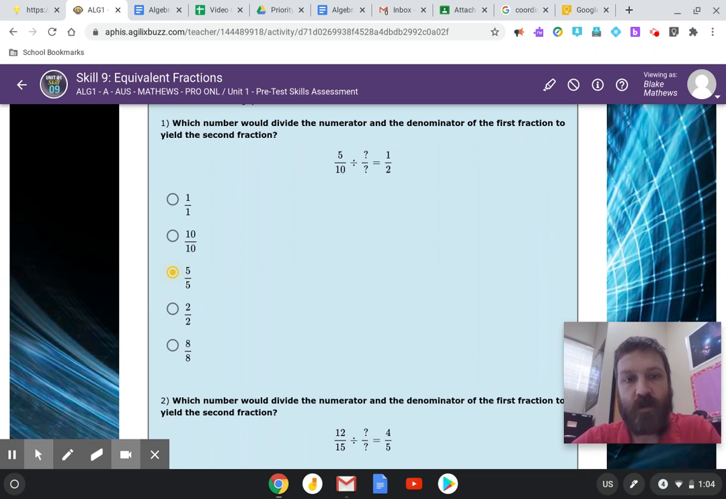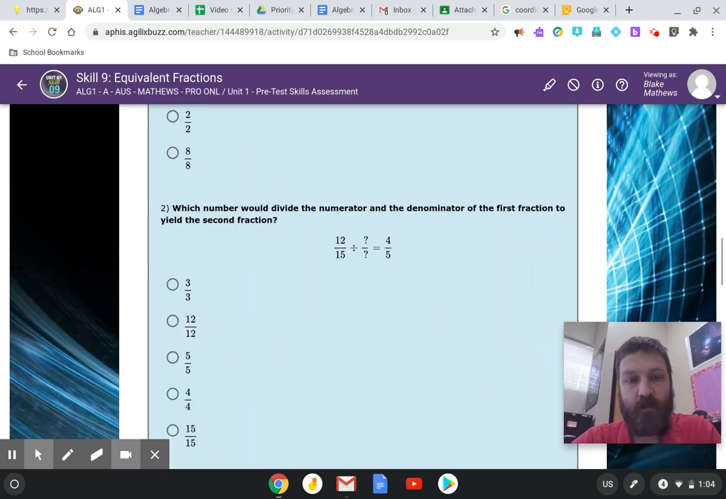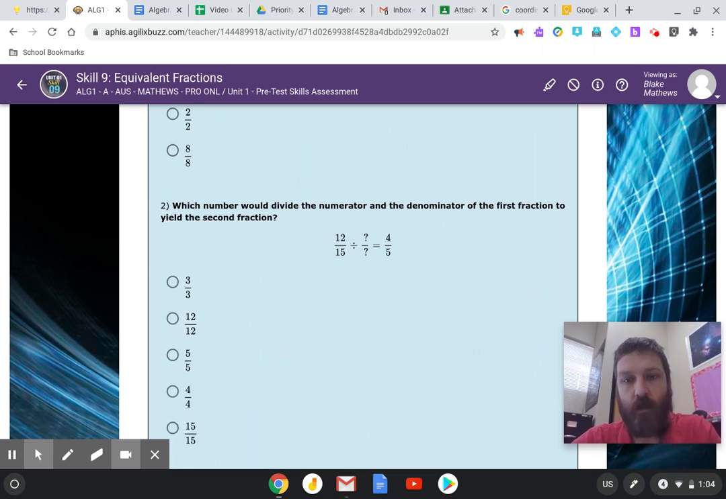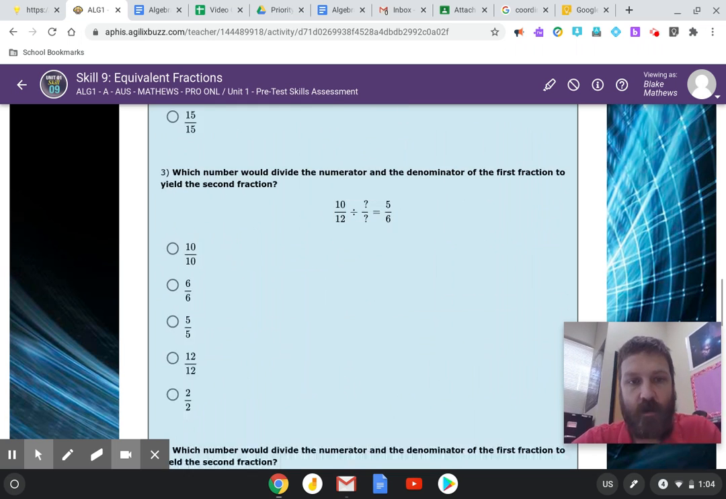So notice it's always the same number. So same number top and bottom. You just need to figure out what number you divided by to get from 12 to 4 and from 15 to 5 in that one.